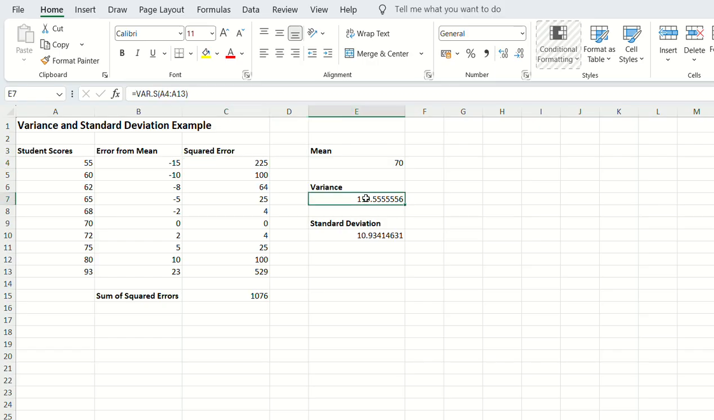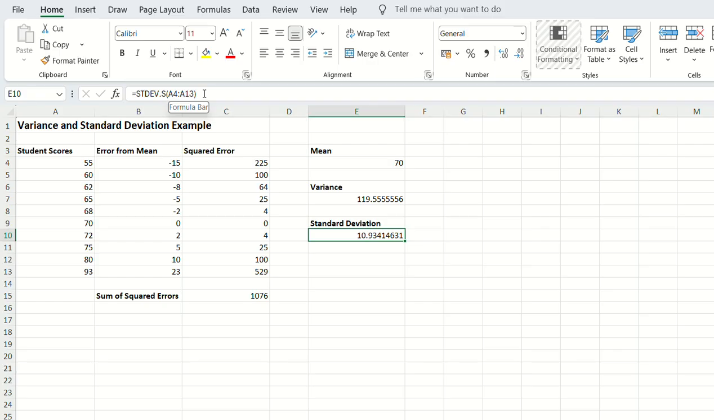So in the Excel sheet we have this formula: equal to VAR.S, selected cells A4 to A13. So we have this number. And standard deviation is the square root of variance, but in the Excel sheet our formula is equal to STDEV.S, selected cells from A4 to A13.